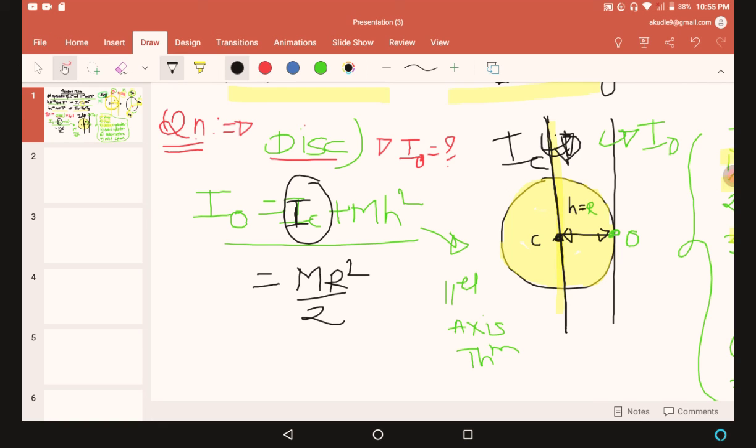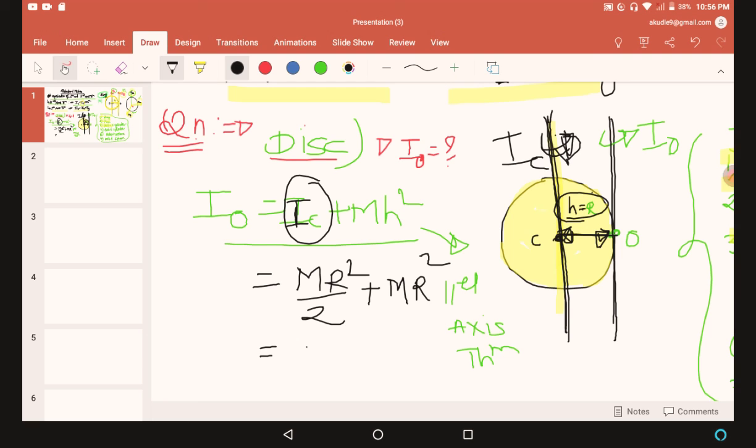Ic is the moment of inertia with the axis of rotation passing through the center, which is mr square by 2, and the next term is mh square. m is the mass of this disk, and h is the perpendicular distance between two parallel axes. This is one parallel axis, this is the second parallel axis, and h is the perpendicular distance between the two parallel lines. Here h is nothing but r, so put the value of h as r.